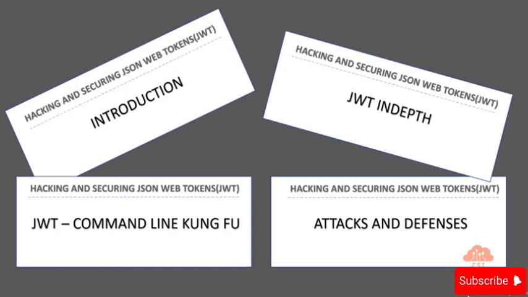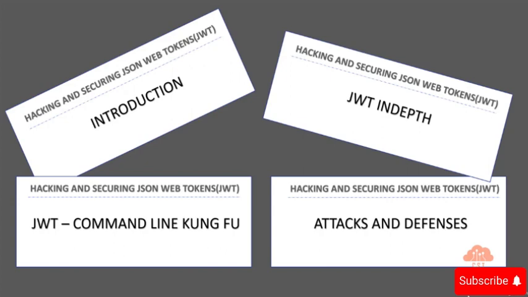And the next module, JWT Command Line Kung Fu, is a follow-up to the second module, which is JWT In-Depth. In the second module, we are going to get the theoretical knowledge of JWT. And in the third module, we are going to practically create JSON Web Tokens using pre-existing command line tools. We will use the command line to create JSON Web Tokens using algorithms like HS256 and RS256. That's an interesting module. By the time you complete the third module, you will have a solid understanding of JWT.